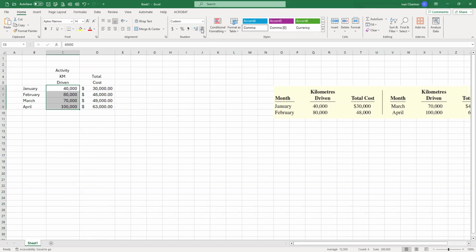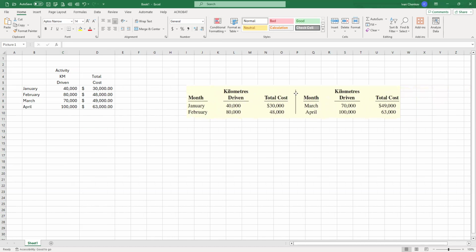For the kilometers, I don't need the zero, so I can get rid of the zero. This is my information. Very simple, very easy to process. Now, in order to start this calculation, what do I need to know?